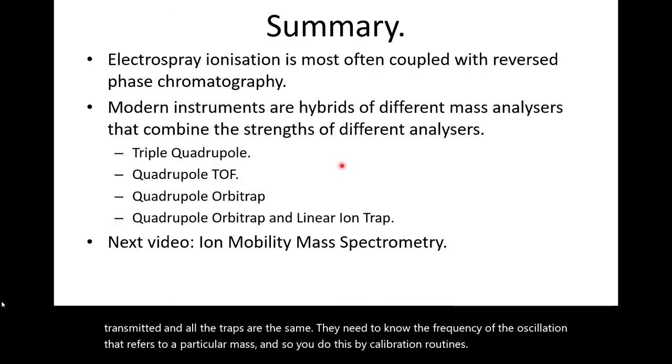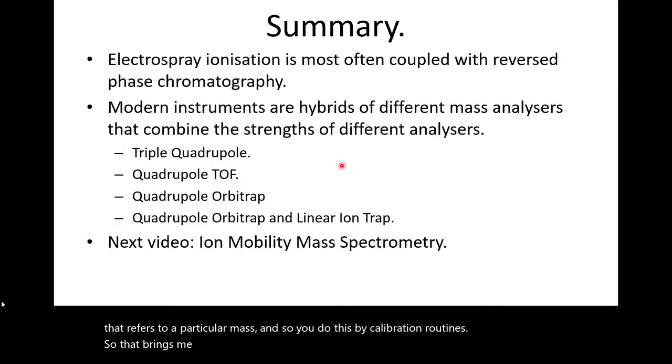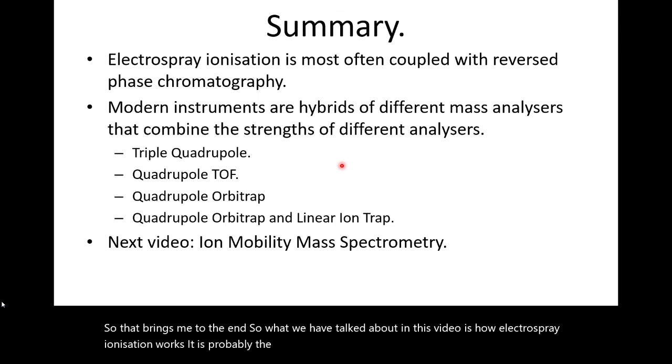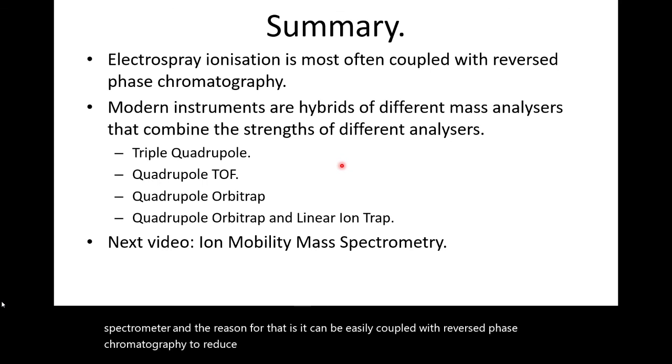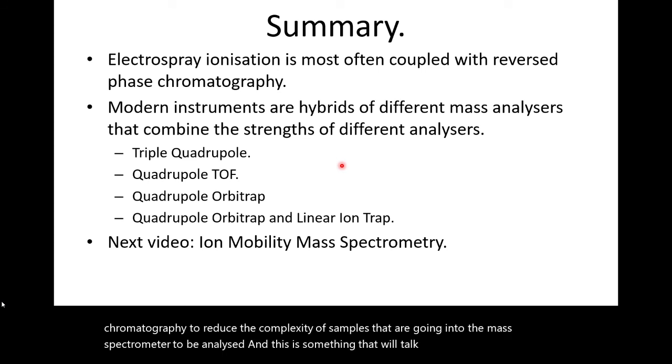So that brings me to the end. What we have talked about in this video is how electrospray ionization works. It is probably the most prevalent way of getting ions into a mass spectrometer. And the reason for that is it can be easily coupled with reverse phase chromatography to reduce the complexity of samples that are going into the mass spectrometer to be analyzed. And this is something that we'll talk about in a later lecture.